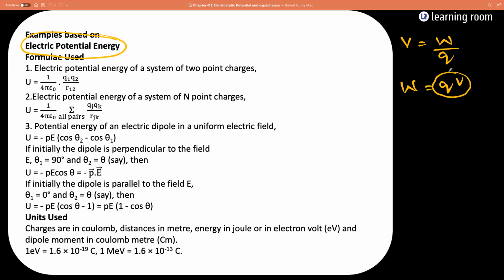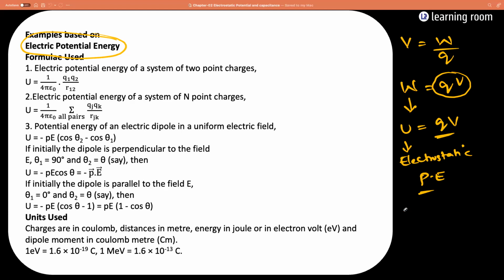But we know the fact that whatever work we do, or whatever work is done on us, will always get stored in some form of energy. In this case, this work done can also be called U, which stands for the electrostatic potential energy. It is going to be equal to Q into V. Is that point clear?